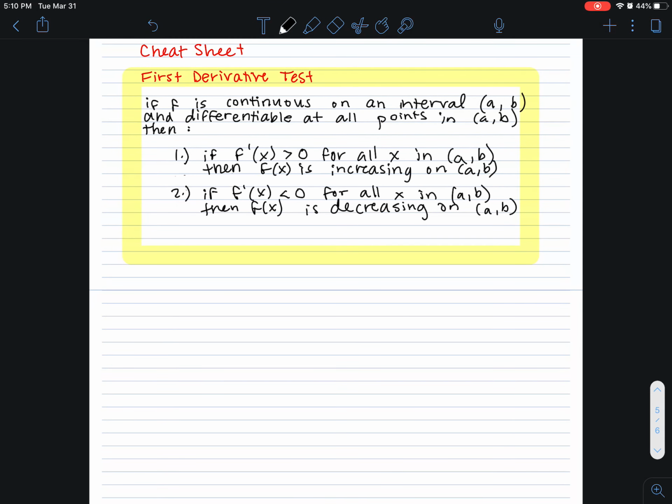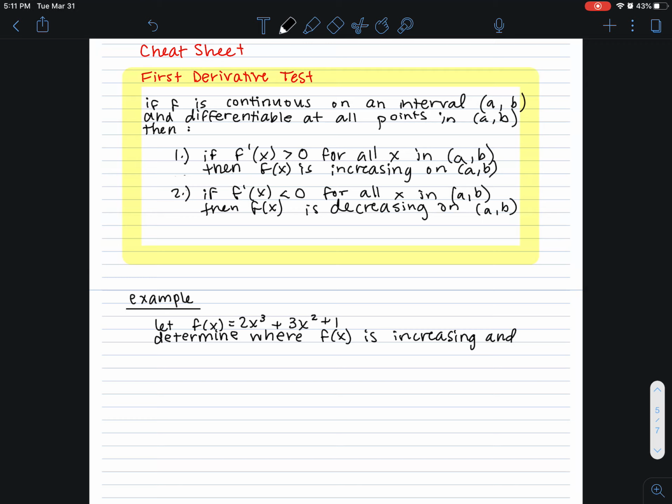I'm going to do an example of this, and then we have a couple more applications that we'll be doing today. So we're going to let f of x equal 2x cubed plus 3x squared plus 1. Determine where f of x is increasing and where f of x is decreasing.